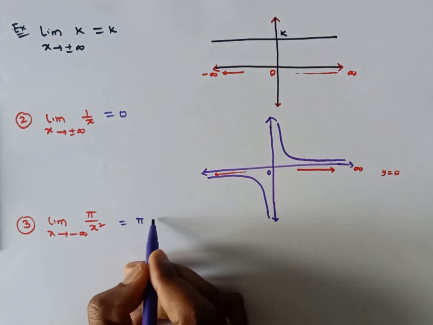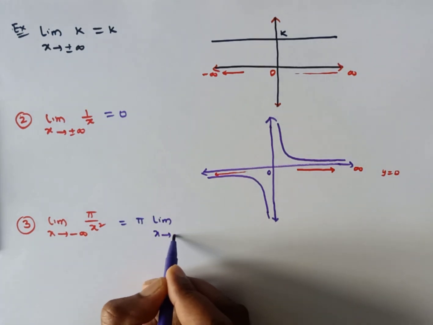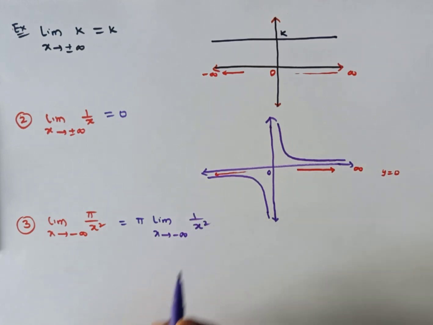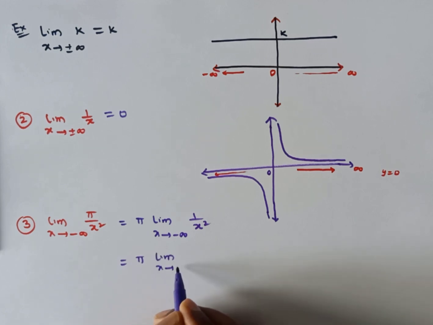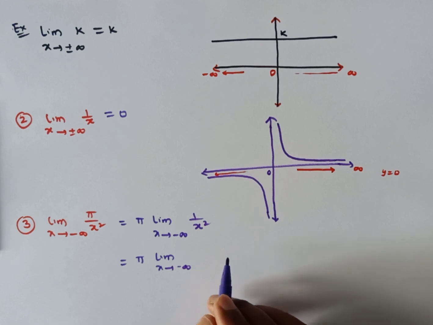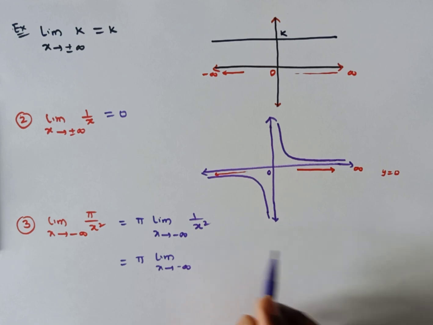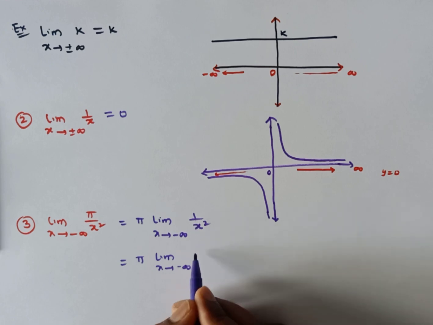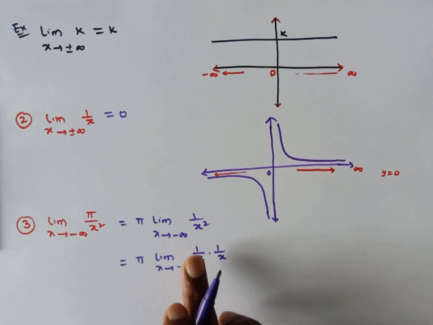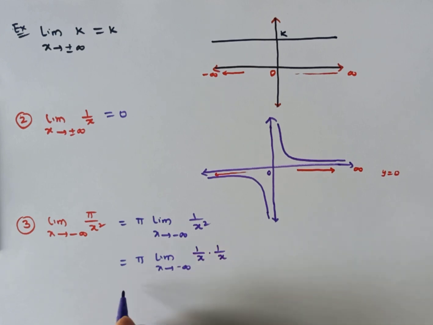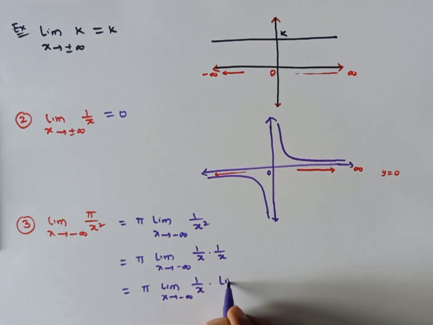Therefore we can express this limit as pi into the limit as x tends to minus infinity of 1 by x square, right? Here we don't know what the limit of 1 by x square is. It may approach plus infinity or minus infinity, we don't know. But 1 by x square can be expressed as 1 by x into 1 by x, right? Now it is in the form of f into g, so you need to apply the limit to both the functions: limit as x tends to minus infinity of 1 by x, into limit as x tends to minus infinity of 1 by x.